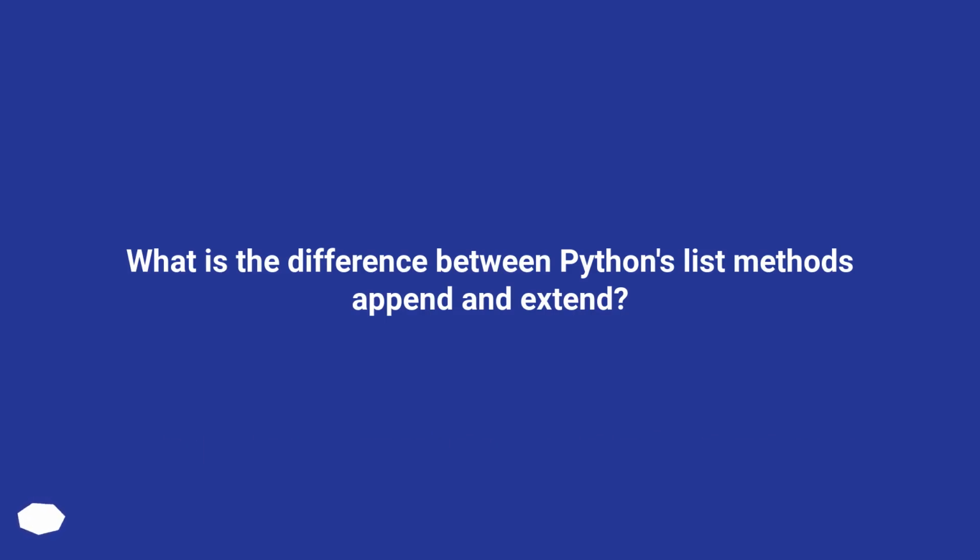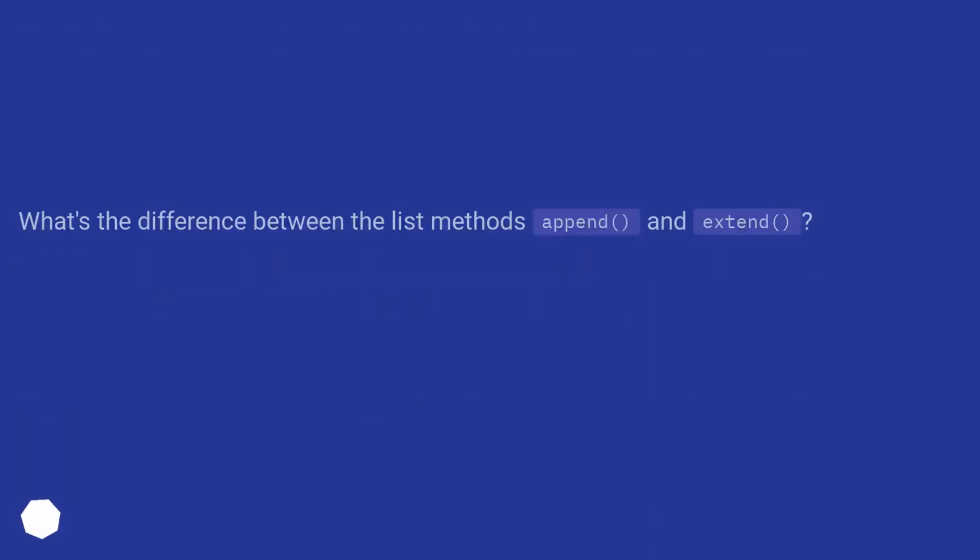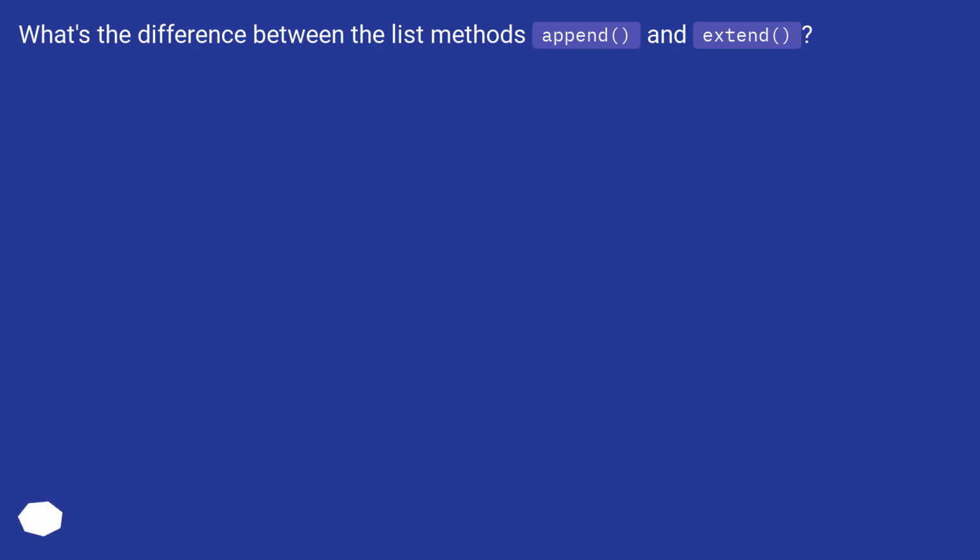What is the difference between Python's list methods append and extend? What's the difference between the list methods append and extend?